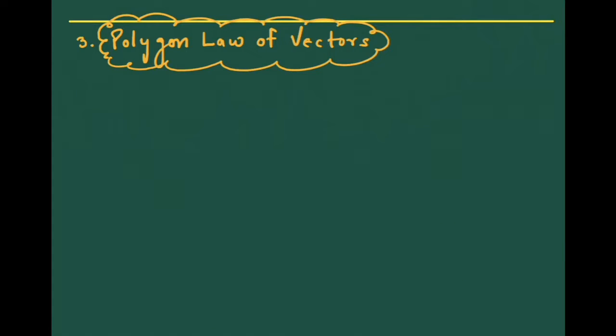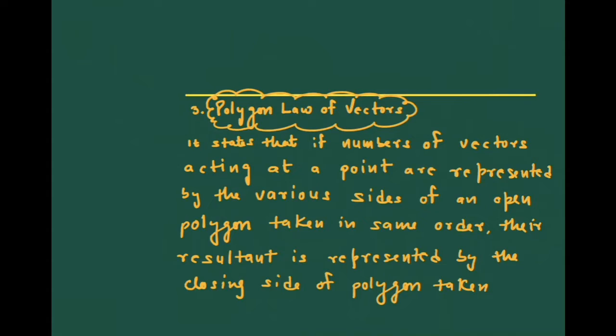The third law of vector addition is polygon law of vectors. It states that if numbers of vectors acting at a point are represented by the various sides of an open polygon taken in same order, the resultant is represented by the closing side of polygon taken in opposite order. This is the law of polygon.